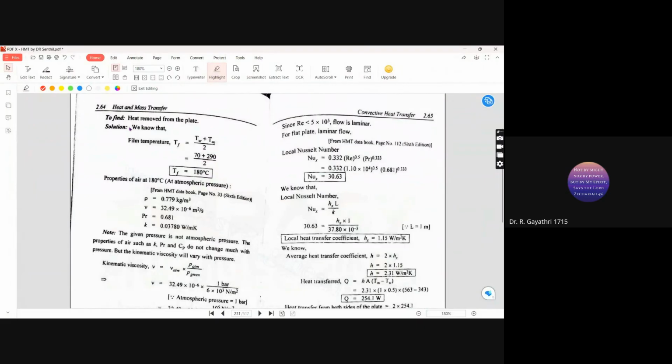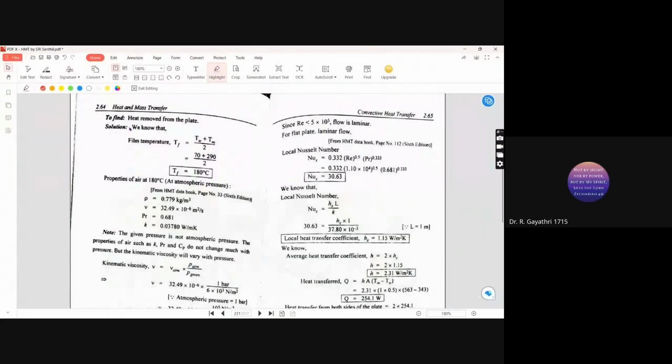In forced convection, the very first step is finding the film temperature TF. TF formula is (TW plus T infinity) by 2. Here TW means plate wall temperature, and T infinity is air temperature. So TF value is 180 degrees centigrade.